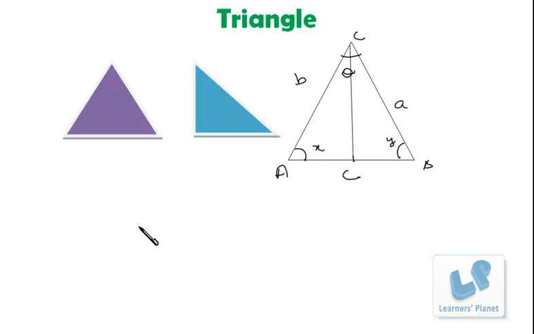Now, the next thing is the perimeter of a triangle, that is the sum of the sides. Whatever the lengths of the sides given to you, we just add them up and you'll get the value of the perimeter of a triangle.